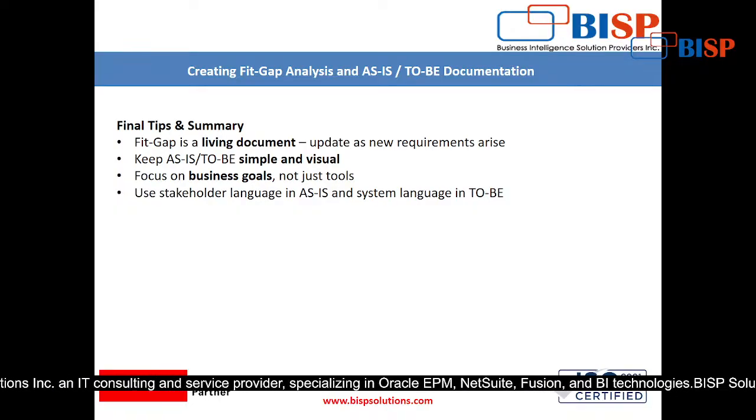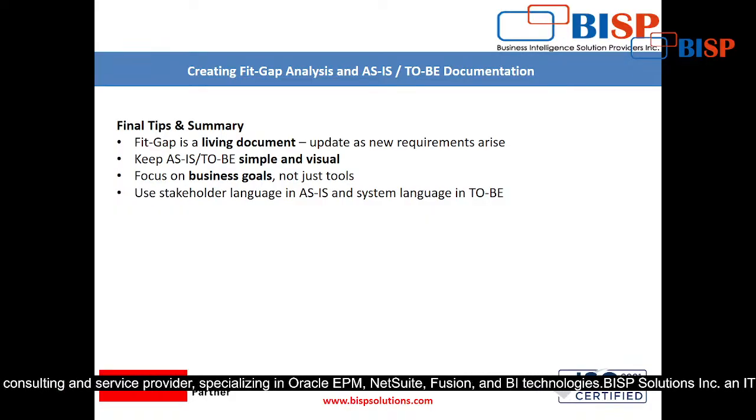Keep as is, to be simple and visual. Now as is and to be, you need to have simple language in that, and also visuals in that document. Okay, after that, focus on business goals, not just tools. You have to focus on business goals, exactly what the business is requiring, what the business is demanding. Okay, then use stakeholder language in as is, and system language in to be.